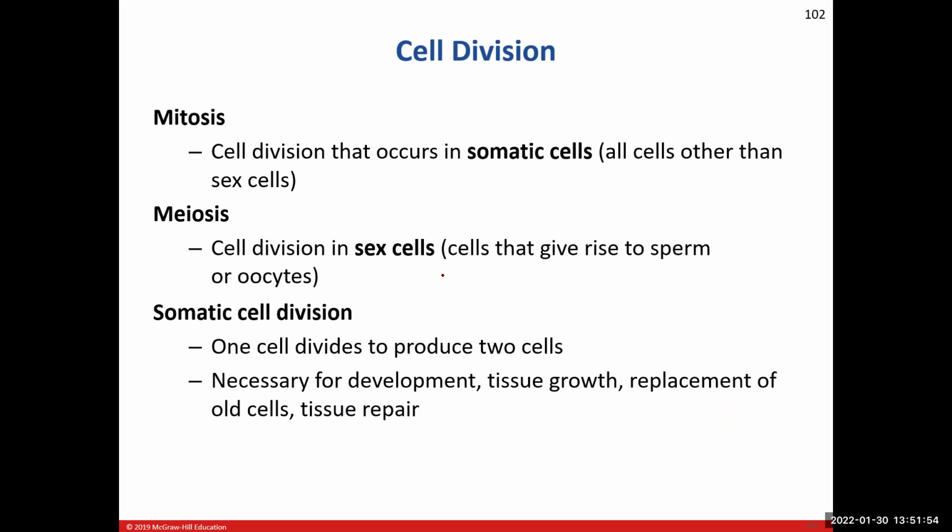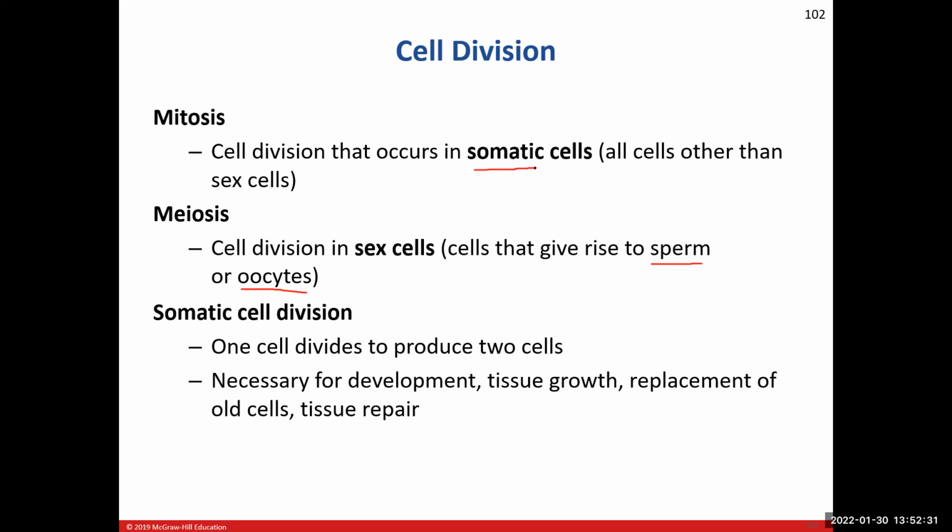Which brings me to the last part of chapter 4, that's cell division. Like I said before, we're not going to get into the specifics, but I want you to know the difference between the types of cell division. So I like to start off with meiosis, when our sex cells divide, which includes sperm and the oocytes, which are the eggs. When those sex cells divide, that's meiosis. And then mitosis is the cell division that occurs in all the other cells, which we call somatic cells, cells of the body.